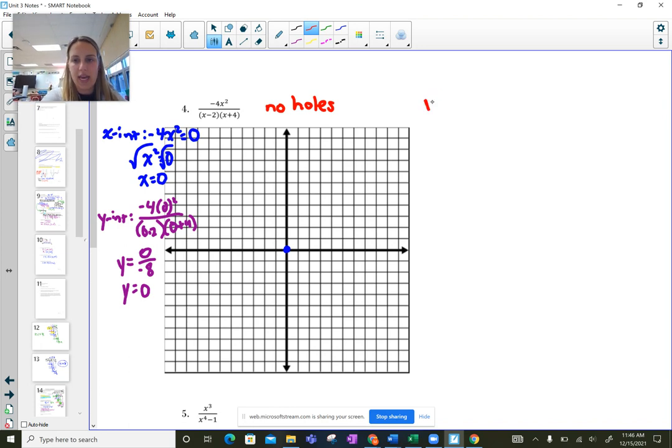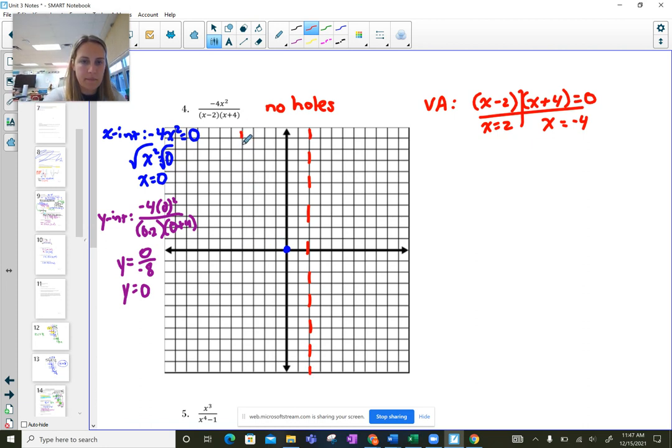So now we have to check out the VA. The vertical asymptote is anything that's left over on the denominator. You set it equal to 0. X equals 2. X equals -4. So at 2, there's a vertical asymptote. Vertical just means straight up and down. -4 is also another vertical asymptote. Cute.